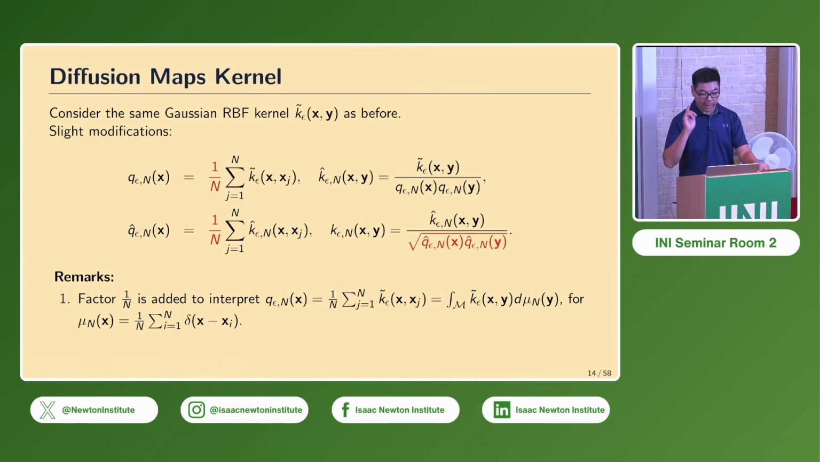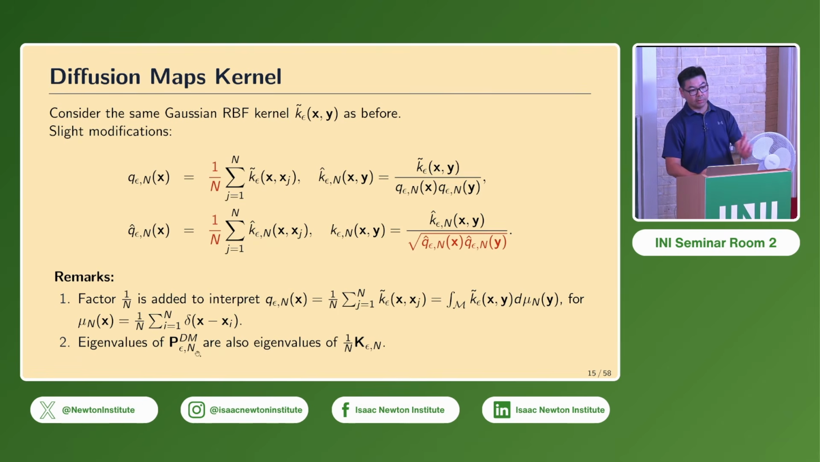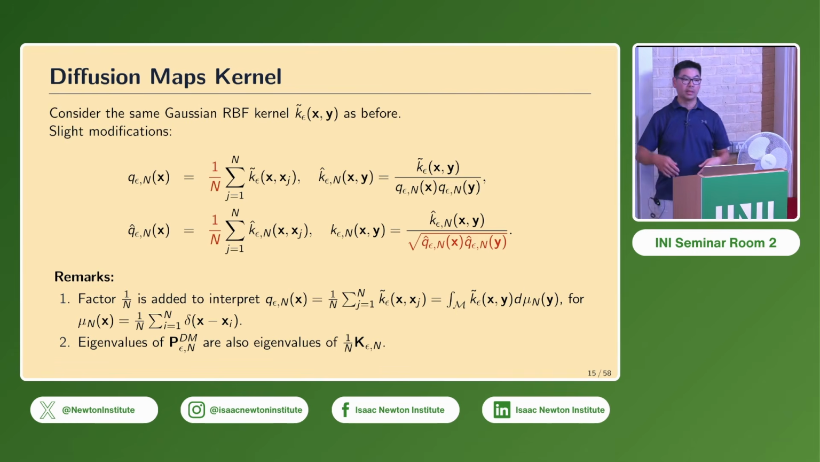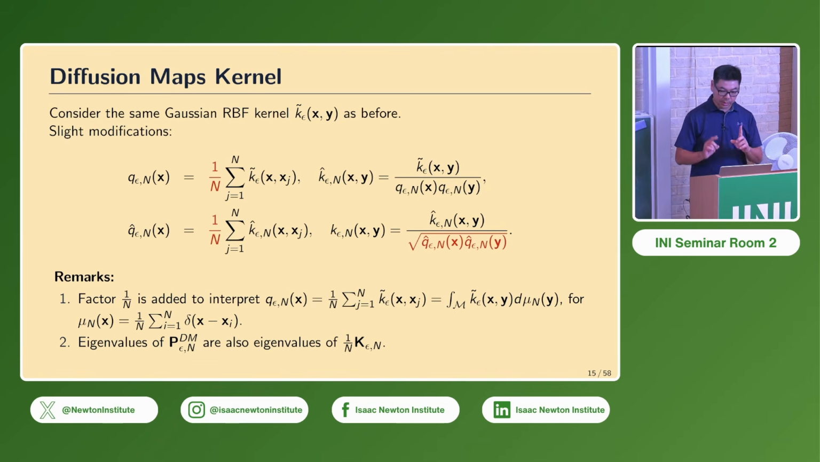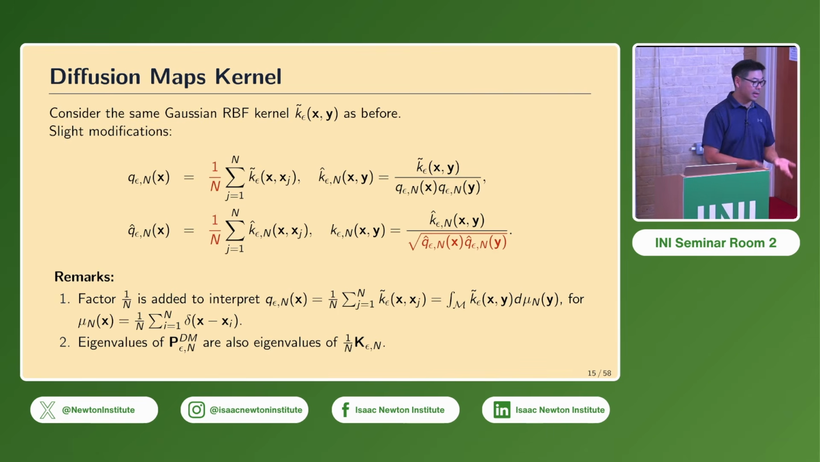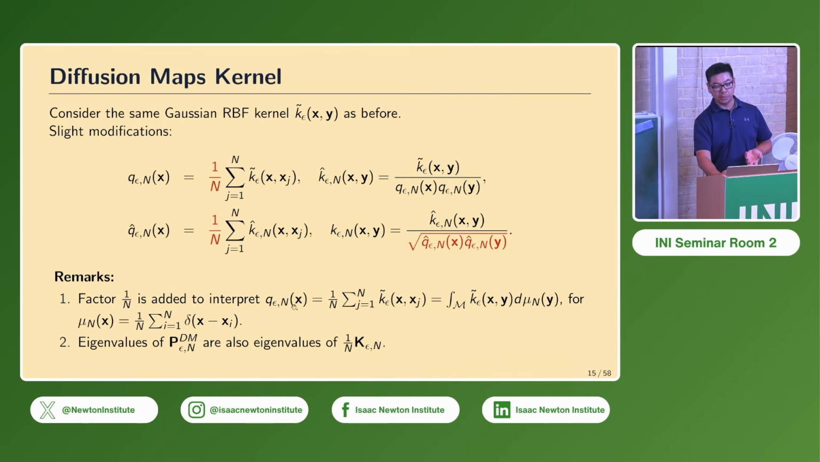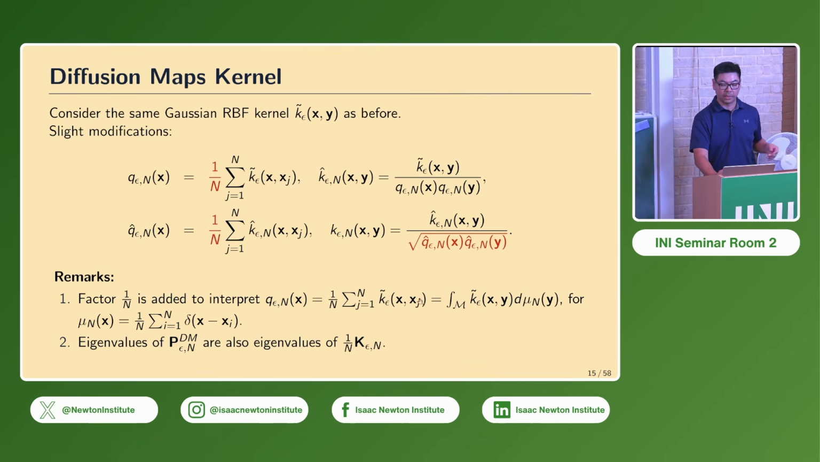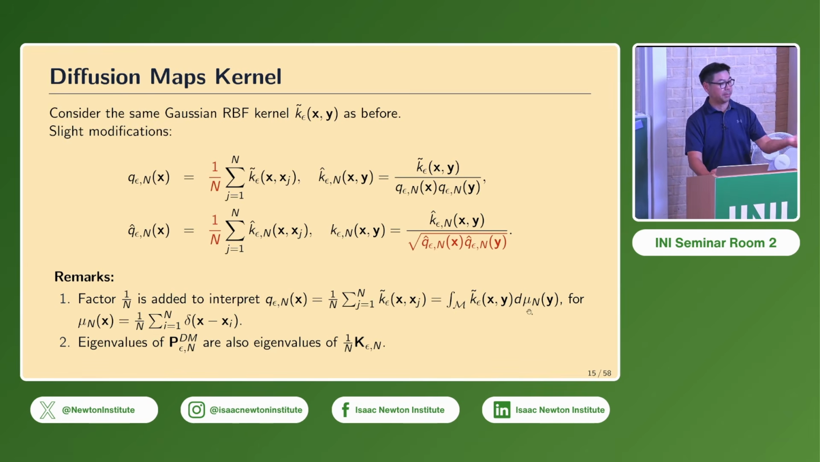The reason is basically this: the eigenvalues of the P obtained by the diffusion maps are exactly the eigenvalues of 1/n of this, because they are diagonally equivalent. The factor 1/n, I'm just adding so that it eases the analysis. I want to interpret this Q as essentially a Monte Carlo approximation to that. So it's an integral operator over the empirical measure.